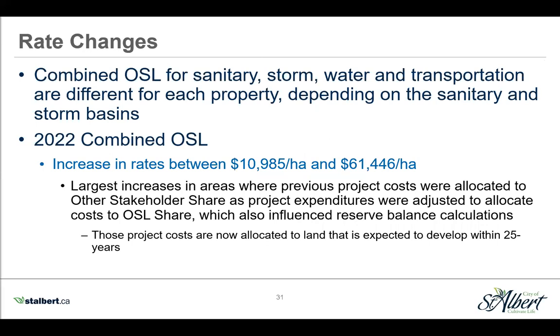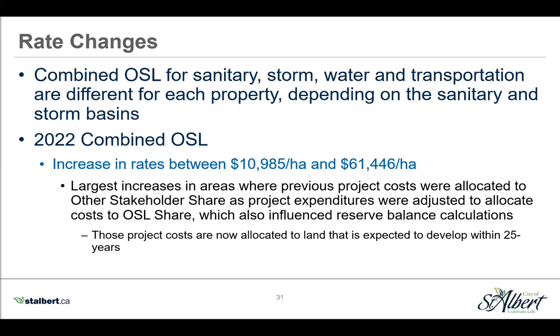So when we talk about combined offsite levies for sanitary, stormwater, and transportation, you're going to see they're different for every property, and that depends on the sanitary and storm basins. What we saw this year was that a combined offsite levy for all properties saw an increase of between almost $11,000 and $61,000 per hectare. And I didn't bother providing any averages because they really don't provide any kind of accurate information. That's just due to the different benefiting areas and the number of projects they contribute to.